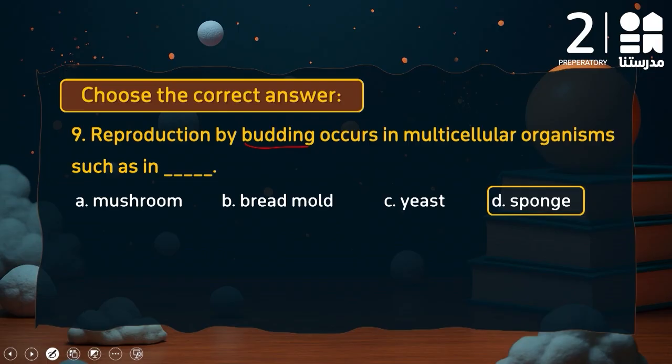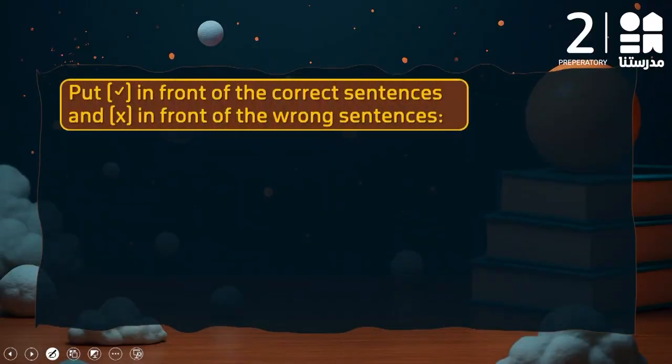What's meant by regeneration? It is the ability of a living organism to compensate for missing parts, and it reproduces by regeneration when the cutting part has a part of a central disc, as in starfish, producing a new living organism. And spore propagation, which happens in bread mold fungus and mushroom fungus and some algae. Put right in front of the correct sentence and wrong in front of the wrong sentence.